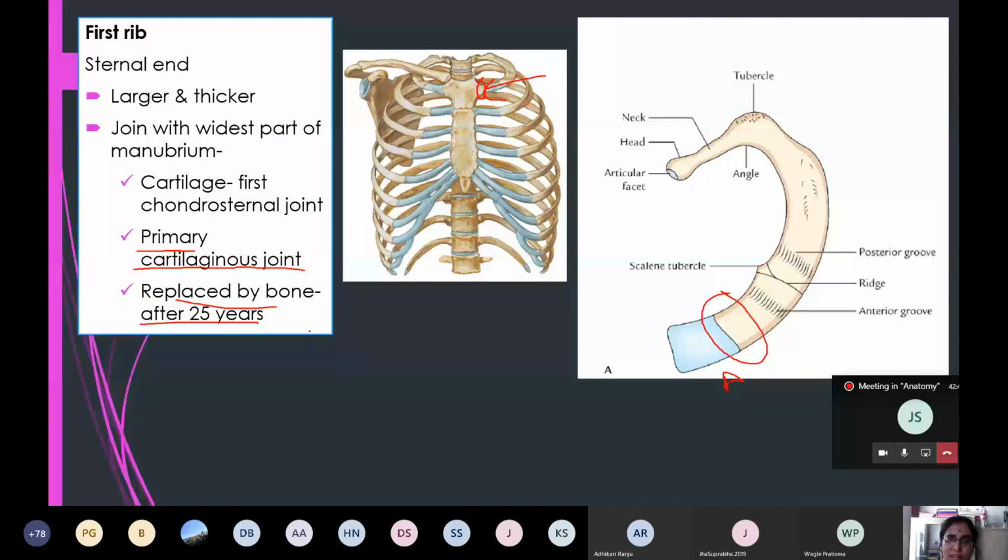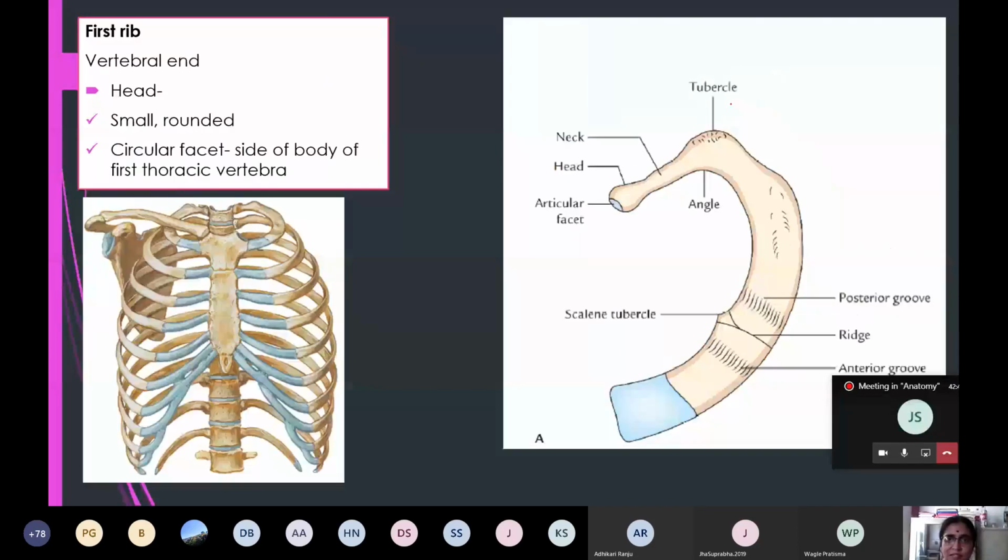Now the posterior end. What is the name of this end? The posterior end is also known as the vertebral end, and the vertebral end has 3 parts. What is the first part, my dear student? This is the head. The head is small and rounded. The head has a small articular facet which articulates with the side of the body of the first thoracic vertebra to form the first costovertebral joint.